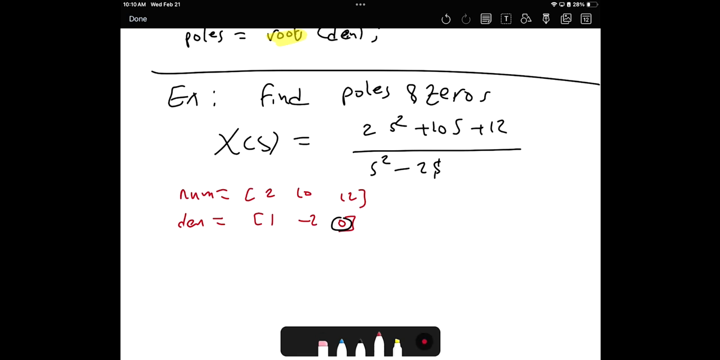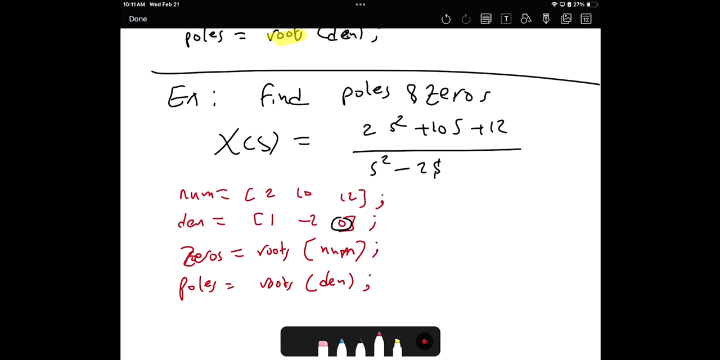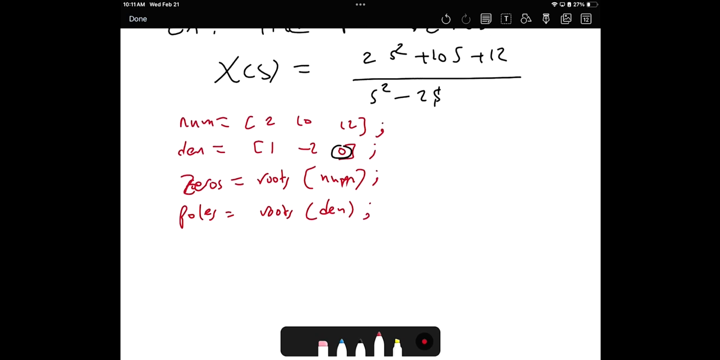Then we will find the roots. We will say zeros equals the roots of numerator. Then poles equal the roots of denominator. That's how we find it using MATLAB.